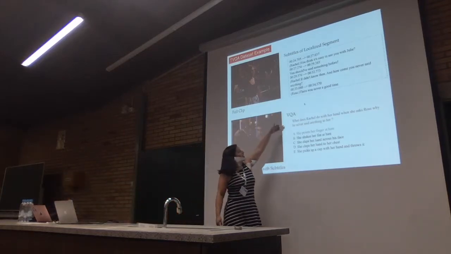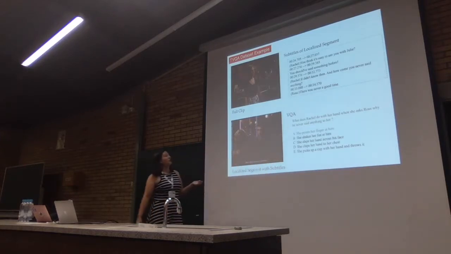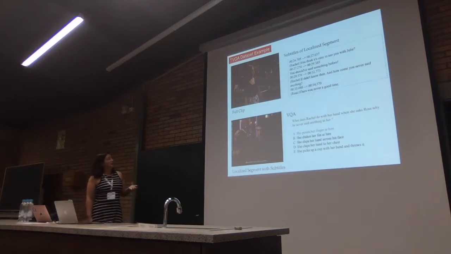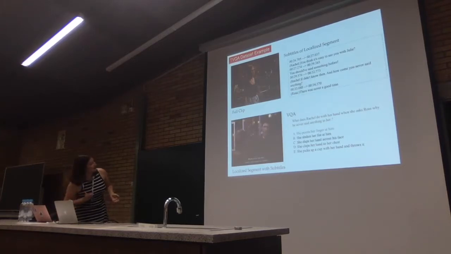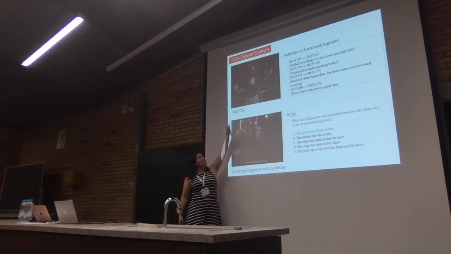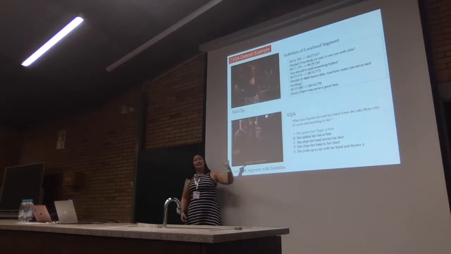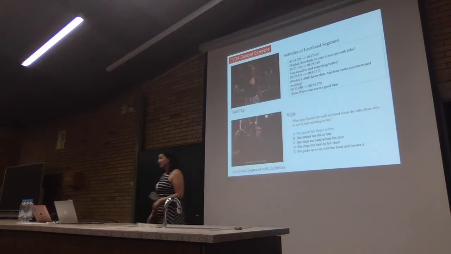And so the computer has to answer a question like, what does Rachel do with her hand when she asked Ross why he never said anything to her? The answer is she points her finger at him. I don't know if you can see that in the localized clip there. And so what you have to do in this task is localize where in the 60 seconds that occurred, and then both understand the dialogue as well as understand the motion of her hand in order to answer that question.